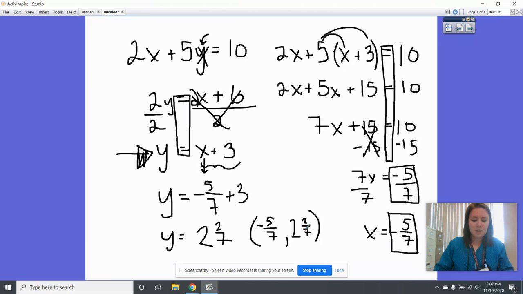So substitution, this was so great because we ended up with fractions. This one would have been a lot more difficult if we were trying to graph it. So that is substitution.